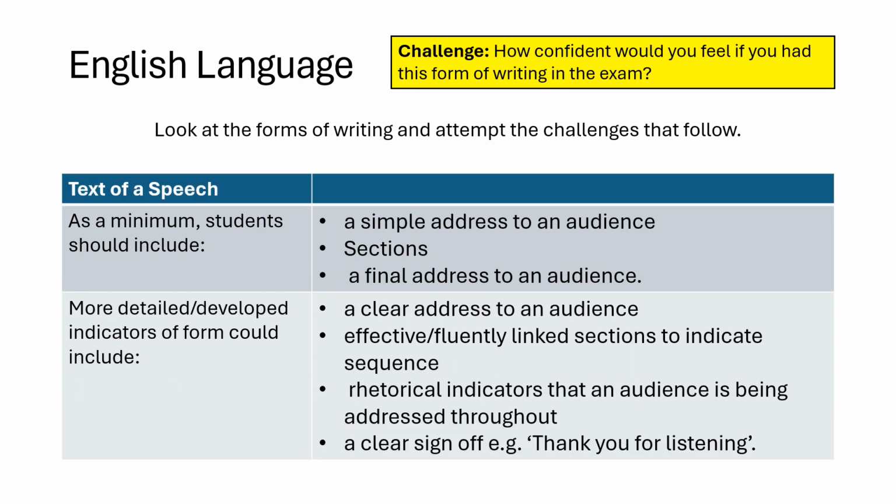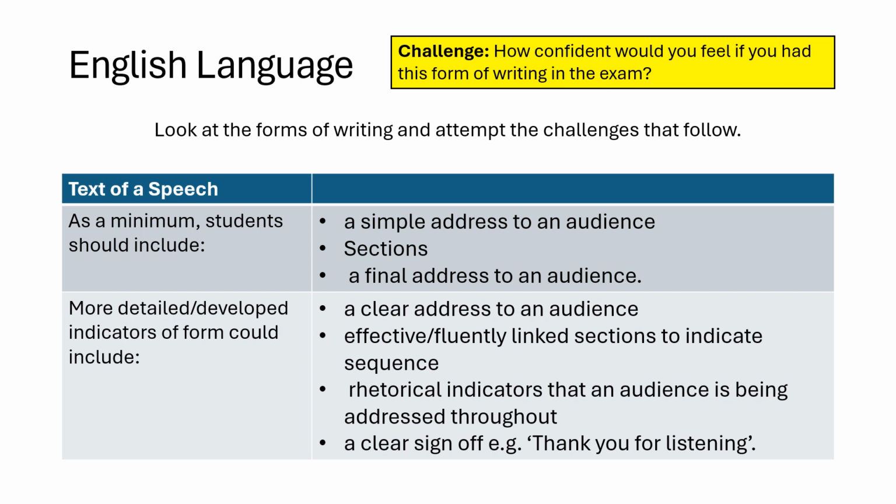Next, we have the text of a speech. The reason why I called it the text of a speech is because you're not expected to read this out loud. So a simple address to the audience would be a minimum, writing it in sections, and a final address to the audience. It's important with a speech to know that the audience needs to be acknowledged at all times.